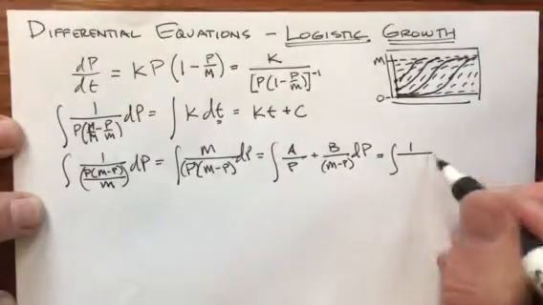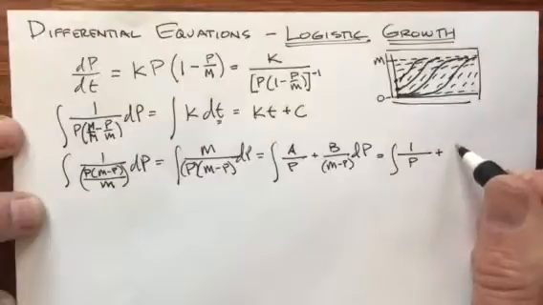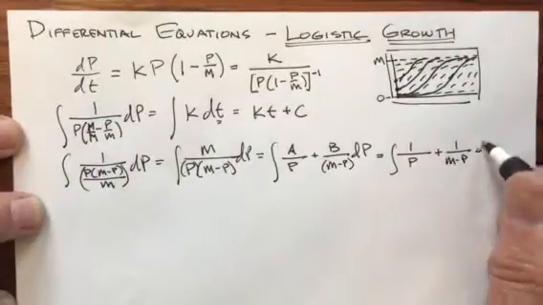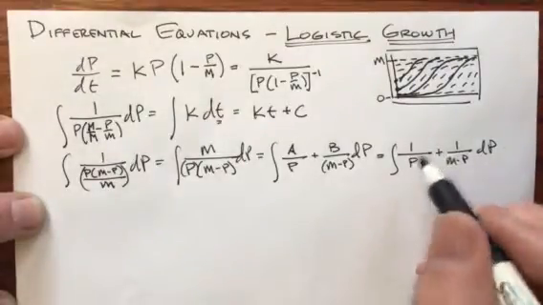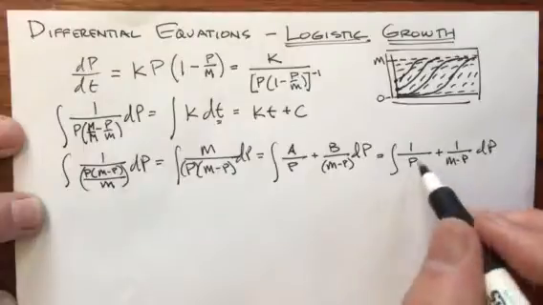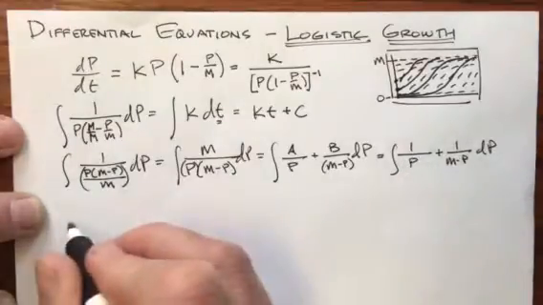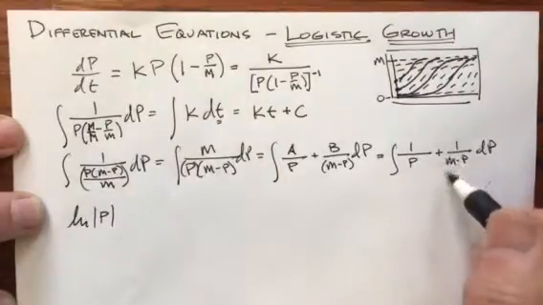So this becomes 1 over p plus 1 over m minus p dp. Then to get that integral, I take each one separately. The integral of 1 over p is the ln of p. Well, what's the integral of this?